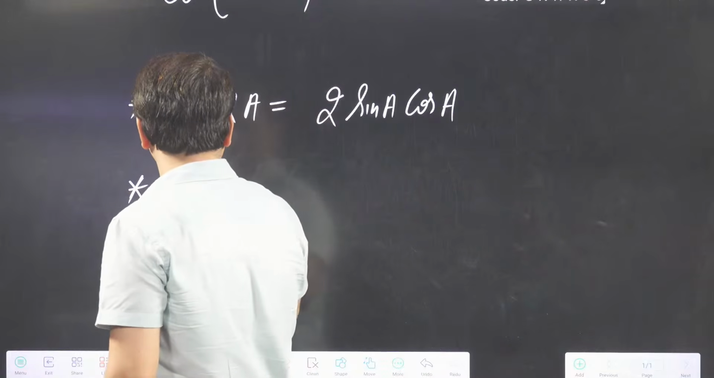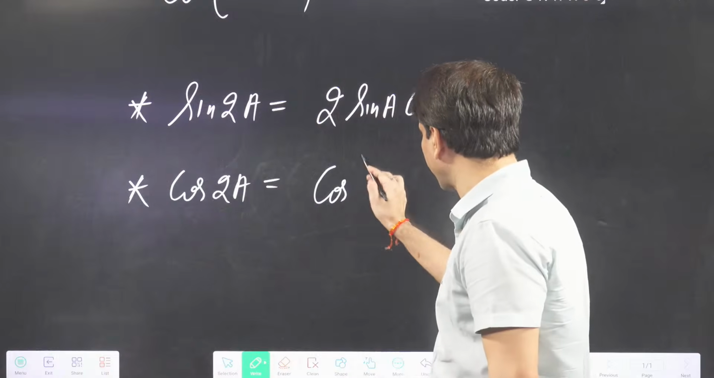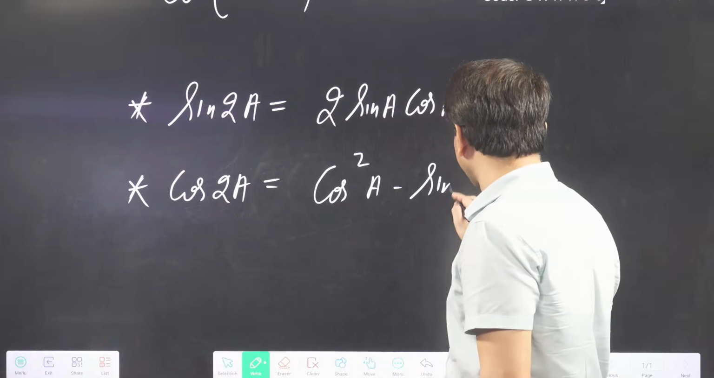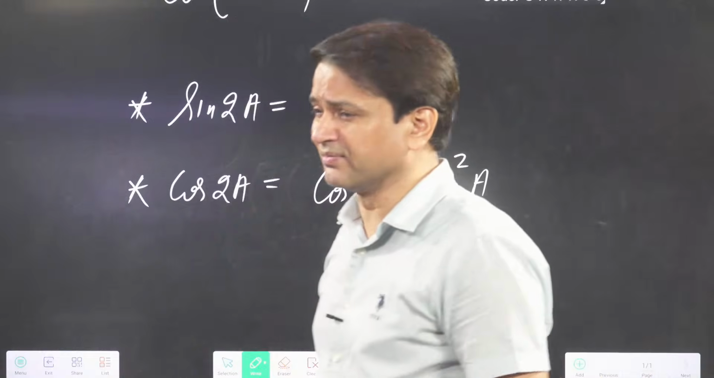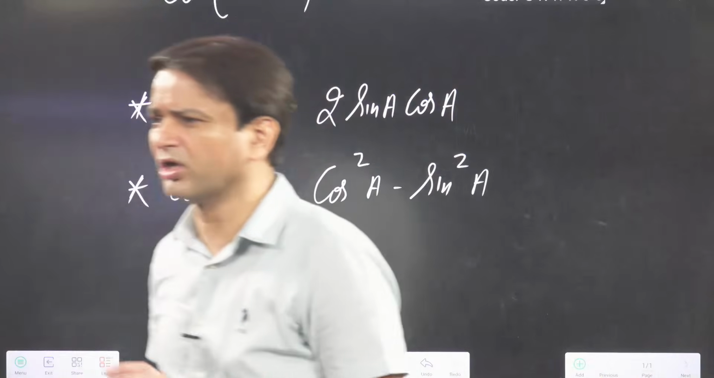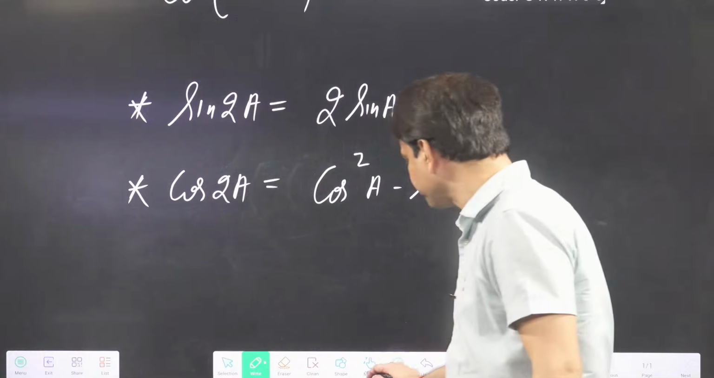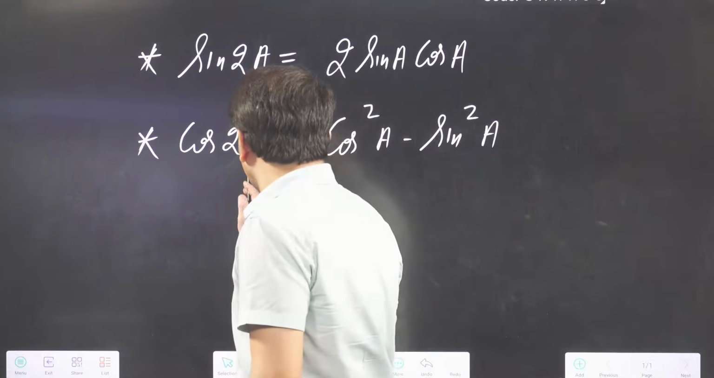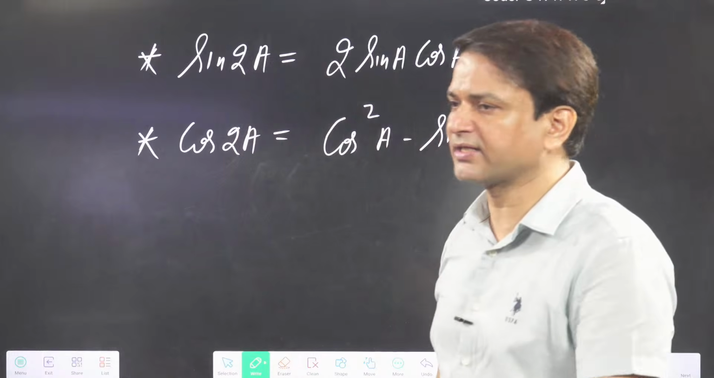Cos 2A is equal to cos square A minus sine square A. But one thing, this formula we are not using frequently. This formula, cos square A minus sine square A, we rarely use. What do we mainly use in physics? Now listen. I am getting cos square A minus sine square A, that is cos 2A.